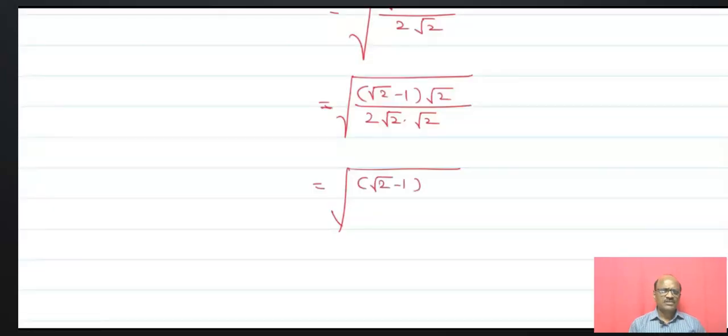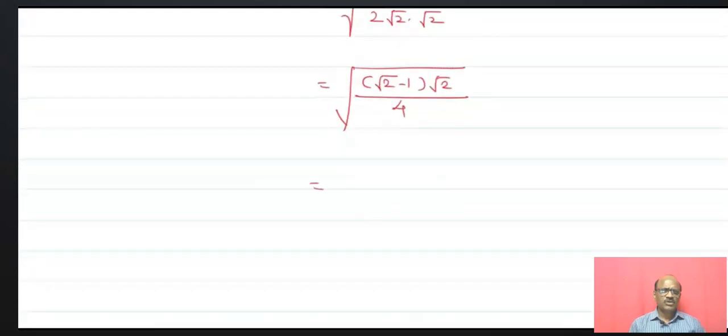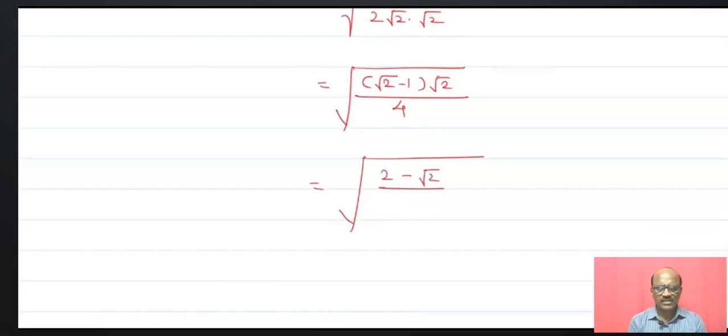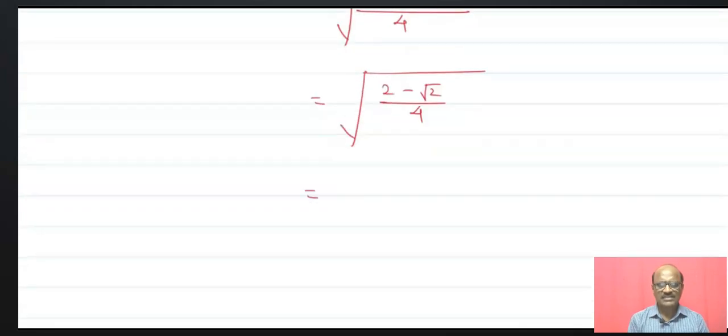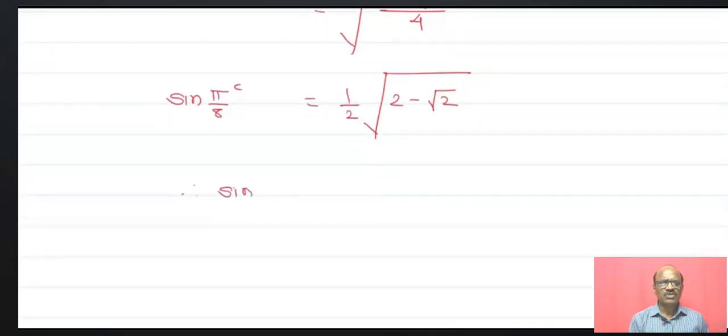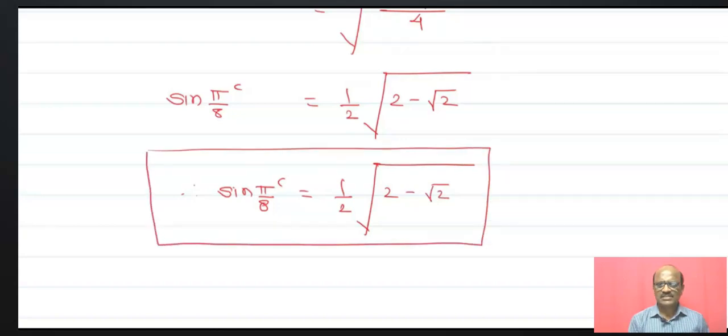That is root 2 minus 1 into root 2 upon 2. Now see this here again. Root 2 into root 2 becomes 2, and 2 into 2 is 4. All the steps I have explained in a very simple manner so that a normal student can understand this. Therefore, what is the square root of 4? That is 2. So sine of pi by 8 radian is equal to 1 upon 2 into the root of 2 minus root 2, and this is the answer.